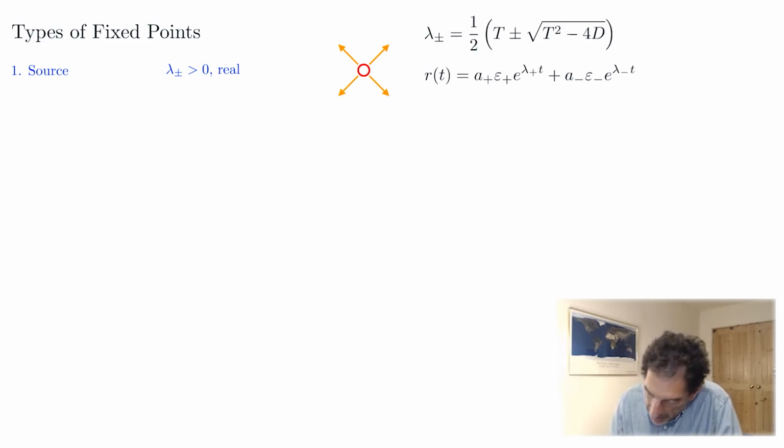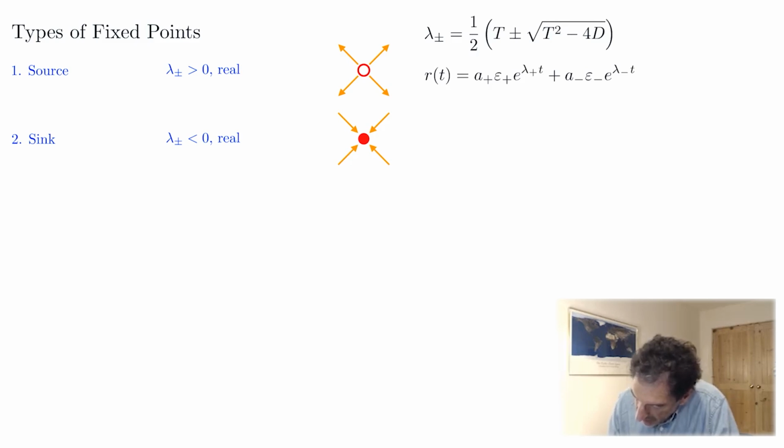Then there is the cousin of the source, which is the sink. And this occurs when lambda plus minus are both negative and both real. And so we'll represent that as a solid dot. And then in both eigendirections, the flow is inward, and it's inward in all directions.